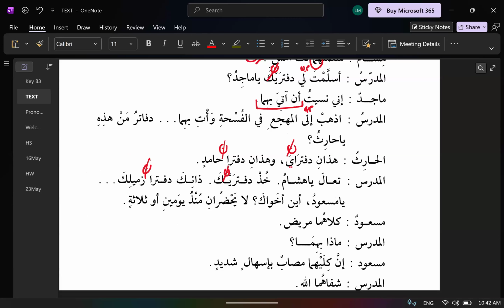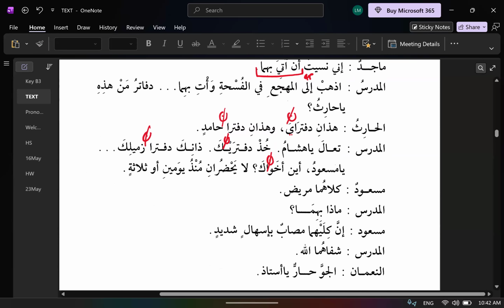Ya Masood, Aina Akhawaka. O Masood, where are your 2 brothers? Noon got dropped. "La Yahdurani Munzu Yawmaini or Salasatin." They have not come, and they are not coming since 2 days. So 2 or 3 days, yeah. Since 2 or 3 days.